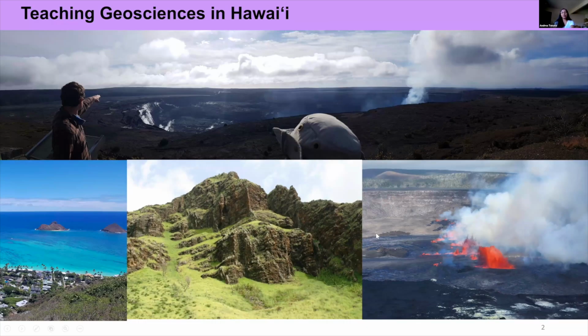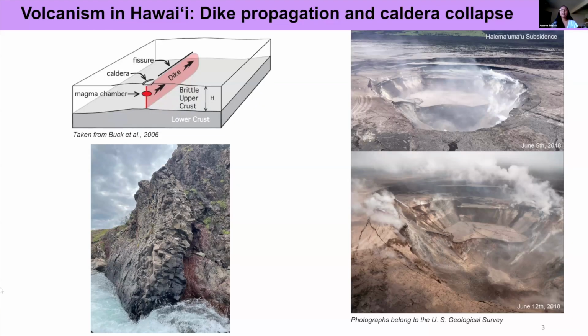So we decided to choose two processes that occur in the Hawaiian Islands, and they are very important processes for the formation of these islands. And one of those is the dike propagation.